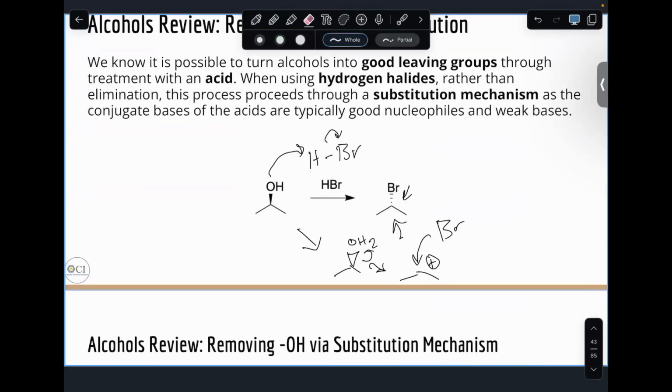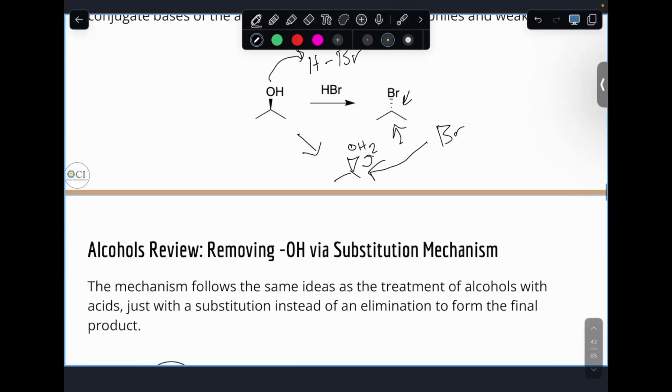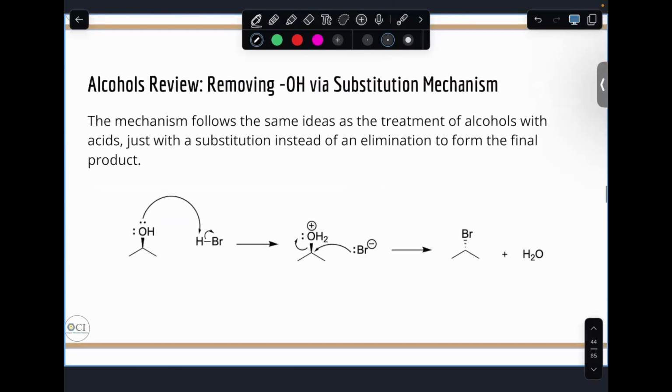Made a mistake here. It doesn't form the cation. It's a SN2 reaction. Like that. That's why there's the inversion of stereochemistry. This mechanism, just drew this out. Very simple one. You might need to draw this one out too on a quiz or exam, so it's a good one to know.